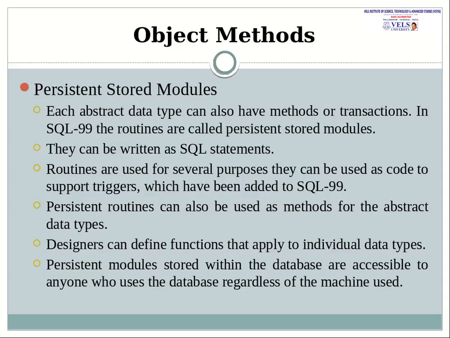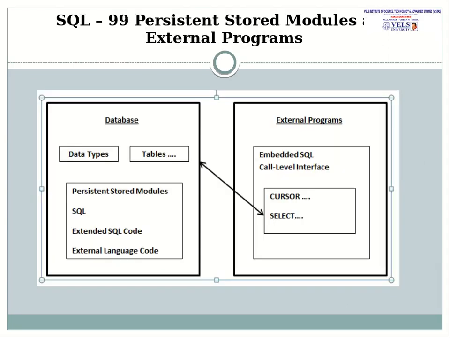Persistent stored modules consist of all the transactions and routines. They can be written in SQL statements, and routines are used for several purposes, such as code support. If you want to access triggers, we can add them from SQL 99. Persistent routines can also be used for methods or for abstract data types. This is a simple example of SQL 99 persistent stored modules and an external program. The database has data types, different kinds of tables, persistent stored modules, that is routines, SQL statements and extended SQL code, and everything resides in the database. And next one is the external program.